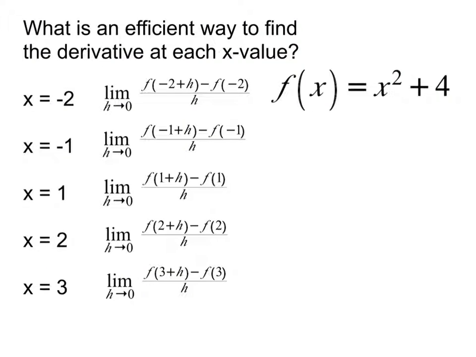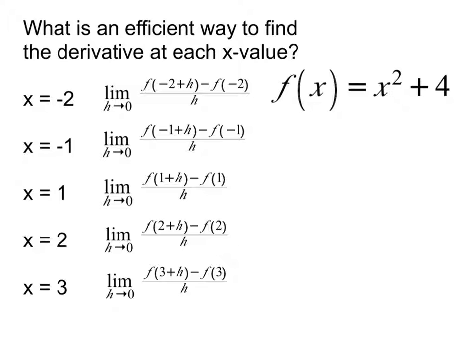So after doing a whole bunch of individual derivatives, some with the same function, some with the same x value, I want to take a look at this particular problem. So here I have a function f of x that equals x squared plus 4. And I'd like to find the derivative at each of these different x values.